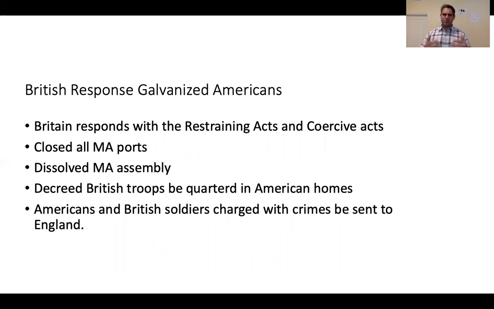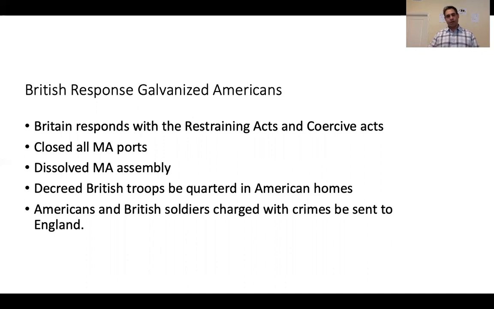Also, think about the decree that British troops be quartered, that British troops be permitted to live in the homes of the colonists. And just imagine that today. We're all under self-isolation. Now imagine having a British soldier being required to be quartered in your house.